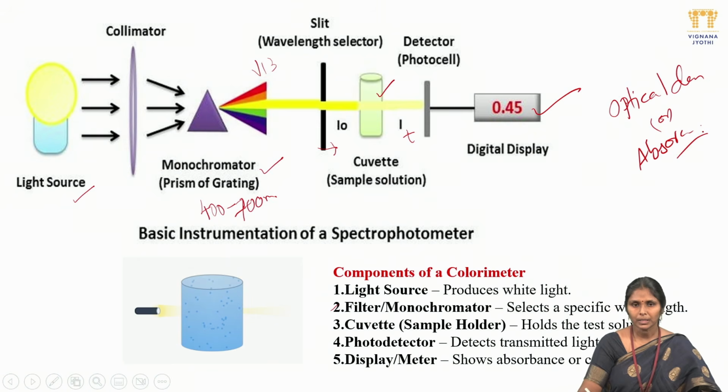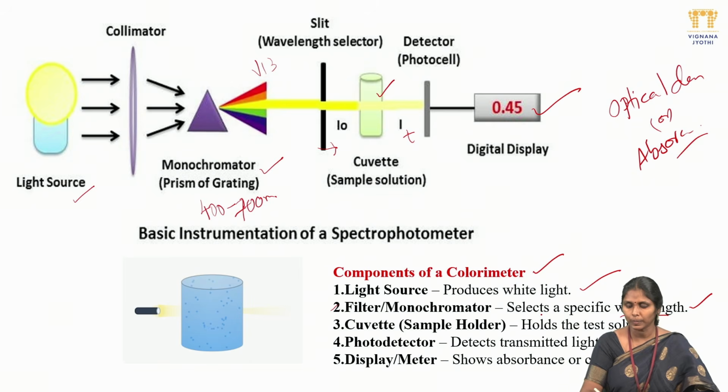Now coming to the main part, what are the components present in the colorimeter? What are the main components? Source of light: that source of light is a white light. The range of white light is visible light, between 400 to 700 nanometers. And the filter is a monochromator. It selects a specific wavelength. And the cuvette, which is placed in a cuvette holder, is used to hold the sample, that is either the test solution or the prepared solution.